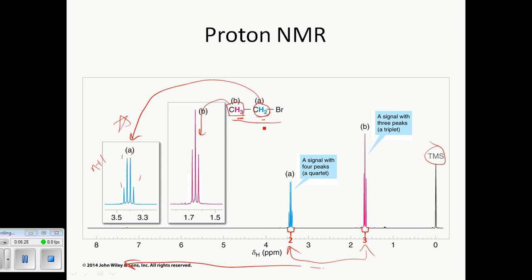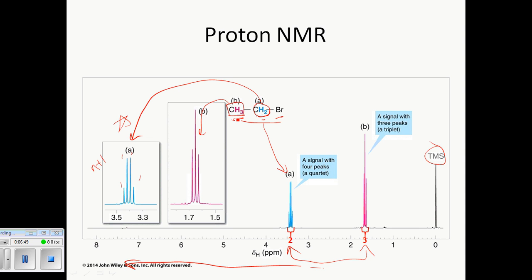So for example, because the blue one is closer to bromine, it's going to fall further down the spectrum, or higher in number, than the one that is further away from the bromine. So the position is based off of what it's next to.